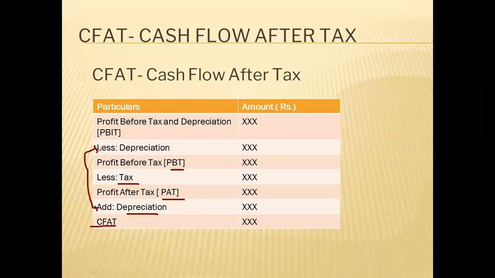So in one place you are reducing the depreciation to find out the profit after tax. Then again add back the depreciation, you will get the CFAT, cash flow after tax. That is the cash flow which is available after paying the tax. Now, why we are adding and reducing depreciation, this we have understood. One main reason is that depreciation is a non-cash flow expenditure, and second is that depreciation is a tax deductible expenditure. These two things we have understood already in the last class.